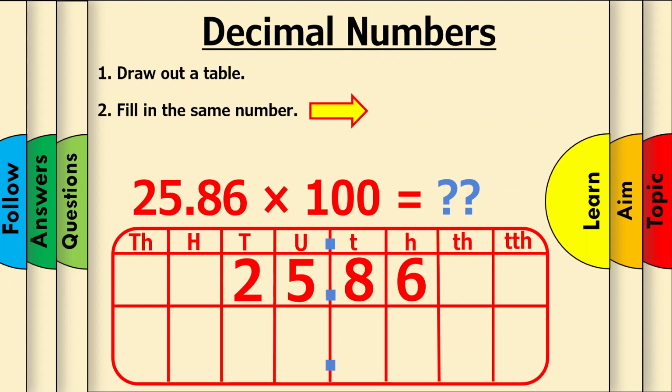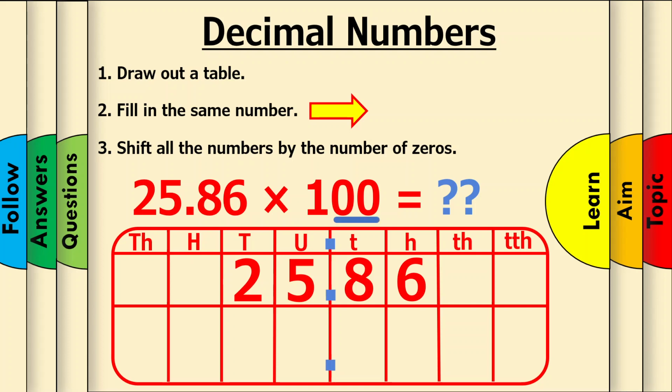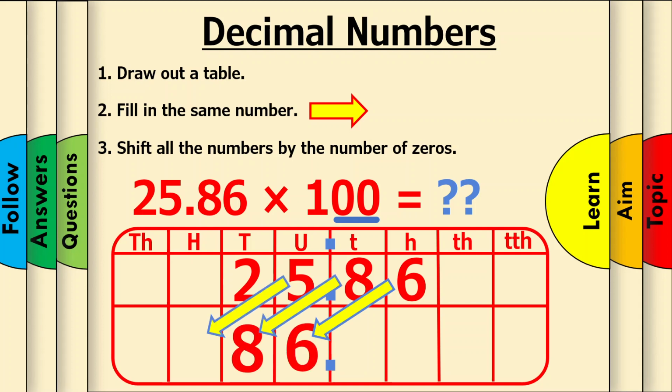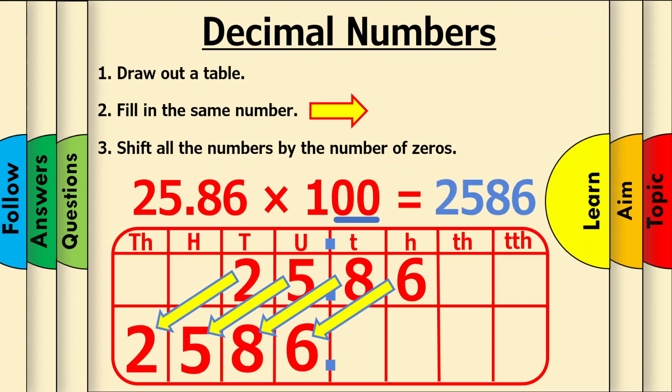Now, shift all the numbers in the grid by the number of zeros in the other number. In this case, 100 has 2 zeros, so we shift all the numbers in the grid by 2 columns forwards, like so. 6 moves 2 columns forwards, and so do all the other digits. This makes the number 2586, which is our answer.